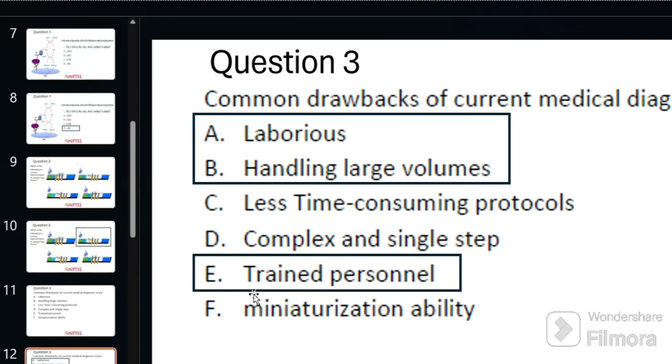So that can't be done, because current diagnostic equipment is so big that you cannot shrink it into a small place. So the answer is A, B, and E. It is laborious, it requires large volumes of samples, and it requires trained personnel.